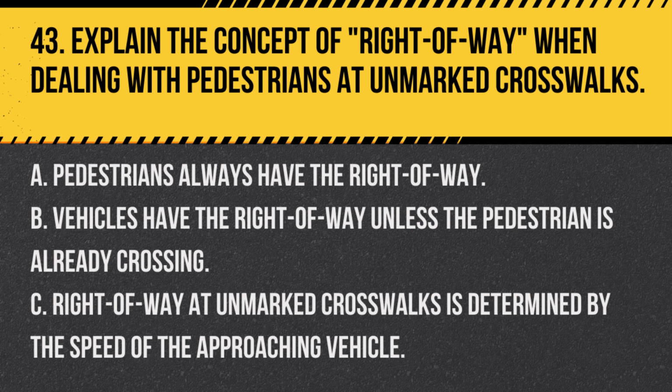A. Pedestrians always have the right-of-way. B. Vehicles have the right-of-way unless the pedestrian is already crossing. C. Right-of-way at unmarked crosswalks is determined by the speed of the approaching vehicle.